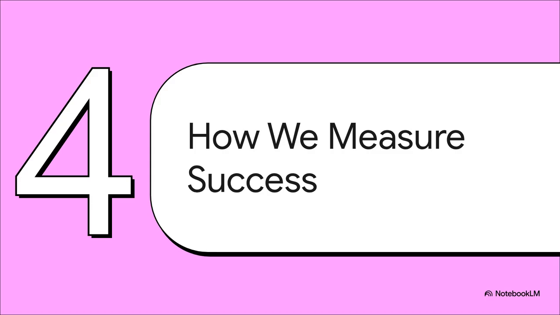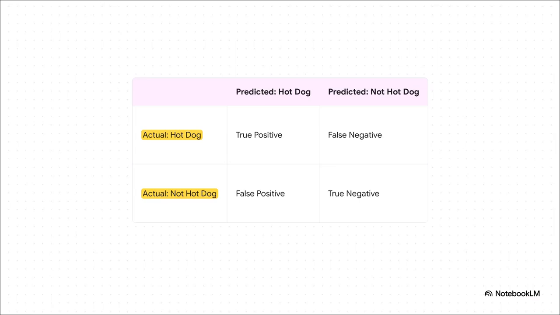Okay, we've tuned our model. We've used cross-validation to find the best settings. We're feeling pretty good about it. Now what? How do we actually put a number on it? What are the scorecards we use to say, yep, this model is a winner? For most classification problems, it all starts with something called a confusion matrix. And we're going to use the greatest example of all time, hot dog, not hot dog.